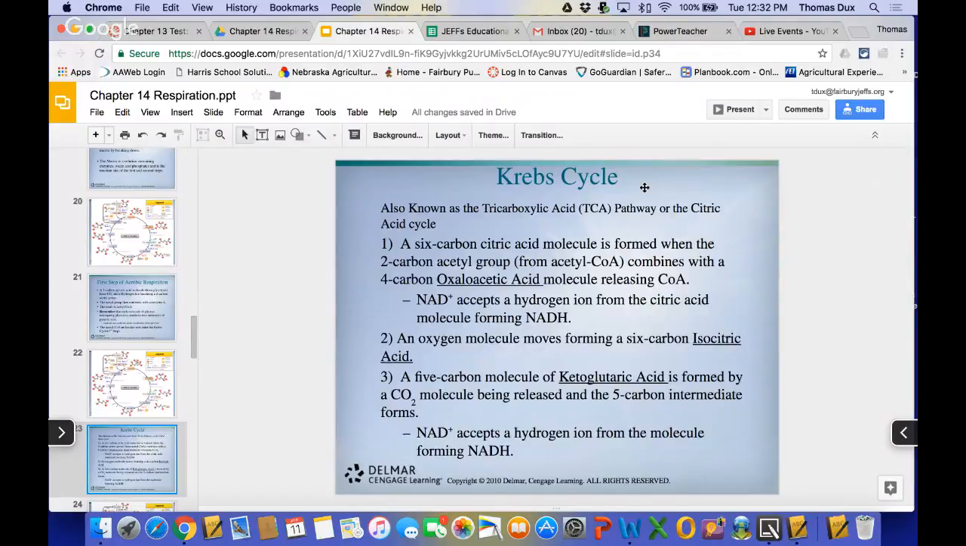And I said all that here: Krebs, citric acid, tricarboxylic acid. I can't say that term, but that's essentially what the Krebs cycle is. What term is it?